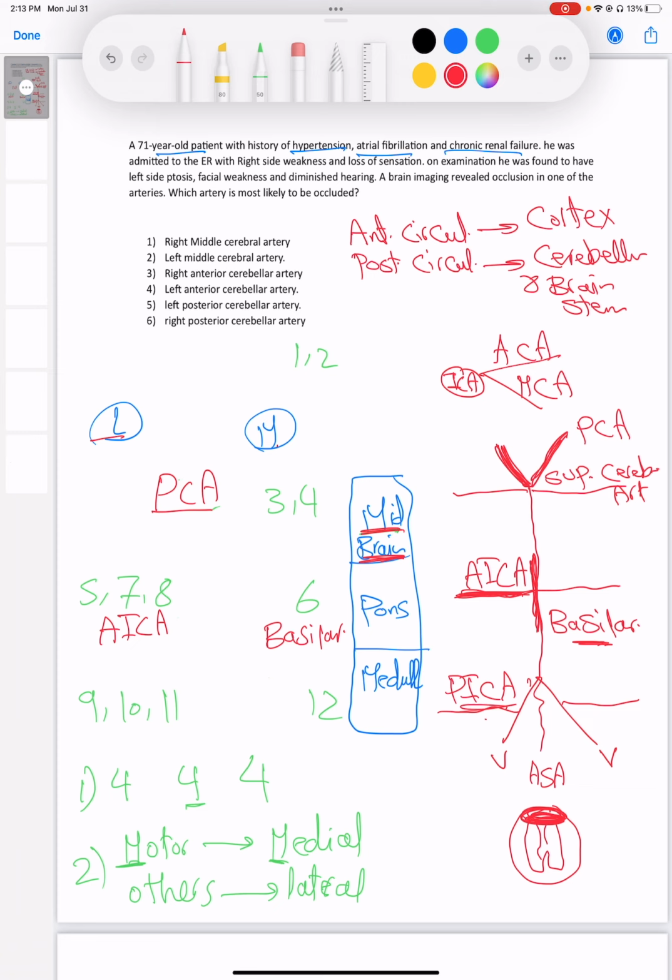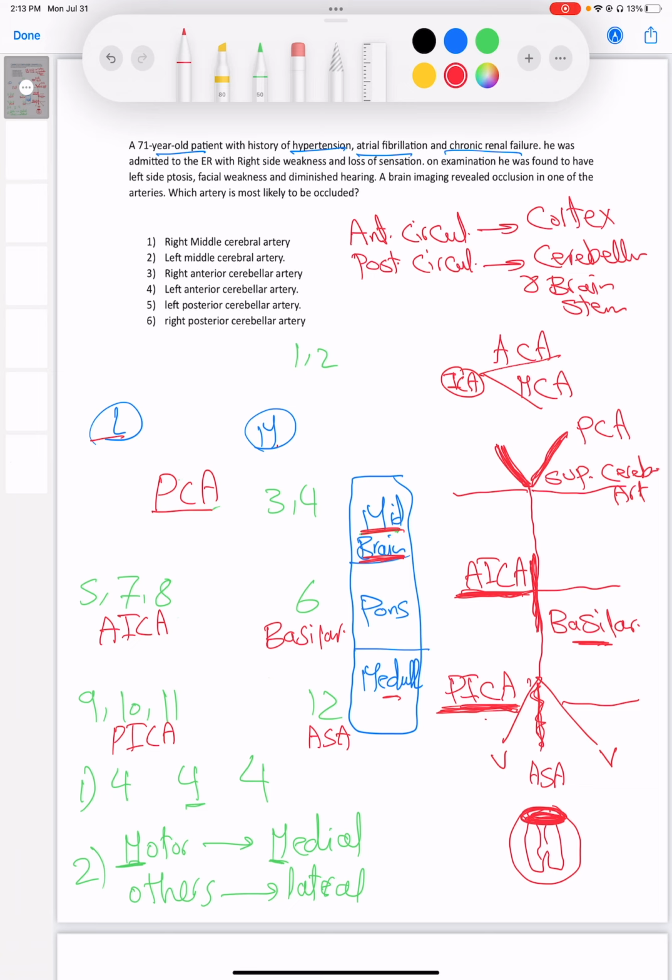Okay, then after that we have the medulla. If we look medially here, we're going to find the anterior spinal artery, and if we look laterally, we're going to find the posterior inferior cerebellar artery, which is PICA. So again, pretty fast: brainstem, midbrain, pons, and medulla, lateral and medial.